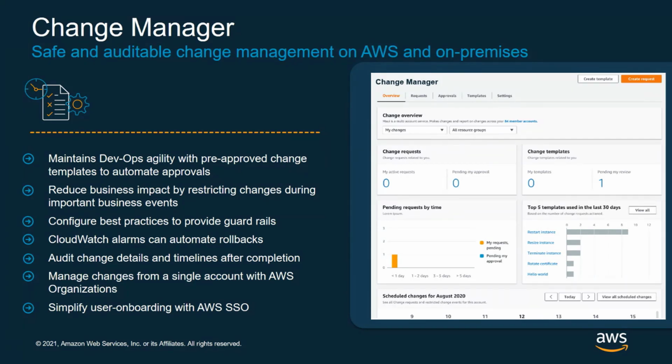You can also configure best practices within Change Manager to provide guardrails, which means that we can include CloudWatch alarms, which can automate rollbacks should any alarms be triggered during the overall change request operation. You can also include template reviewers to ensure that only the appropriate actions are being taken. And then you can manage changes from a single account using delegated administration across your overall AWS organization.